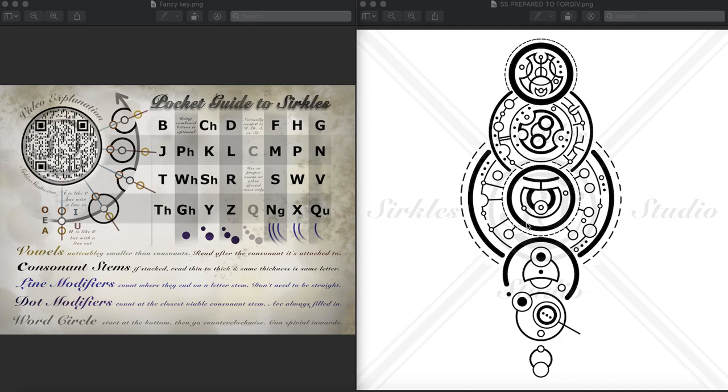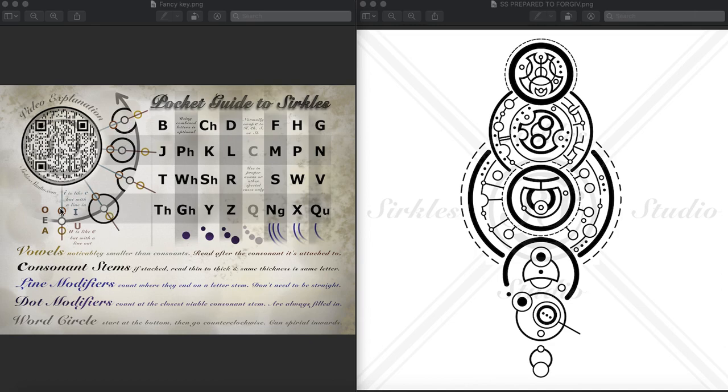It was done using Loren Sherman's script, which uses a combination of dots, like these, and line modifiers, like these, in conjunction with these 4 different shaped letter stems. And then vowels are tricky. They're smaller circles, and they have different positions depending upon what vowel they are and if they're attached on one of these 4 consonant stems.